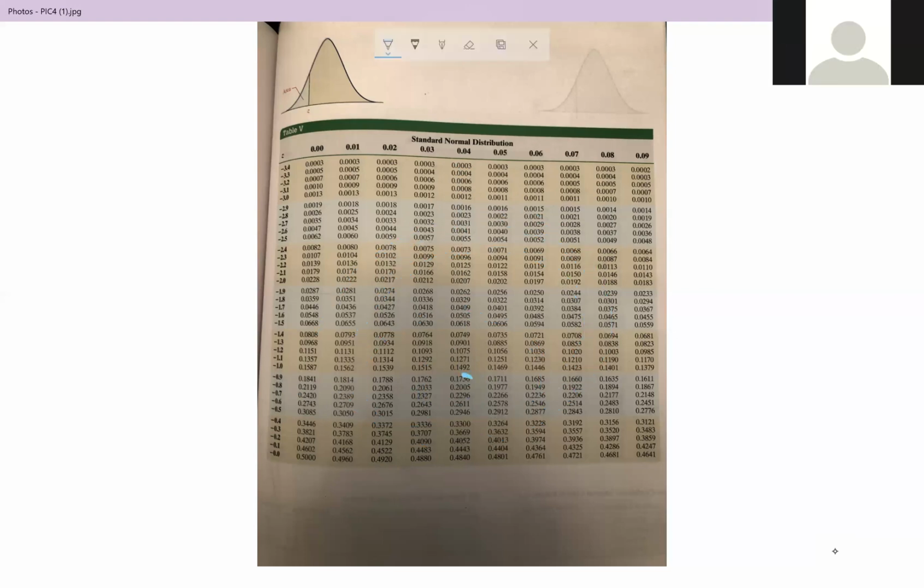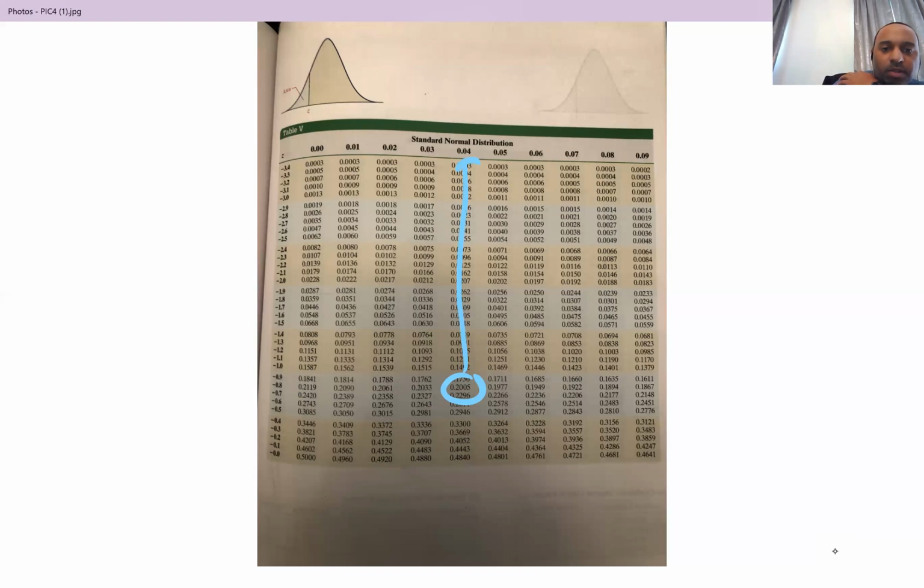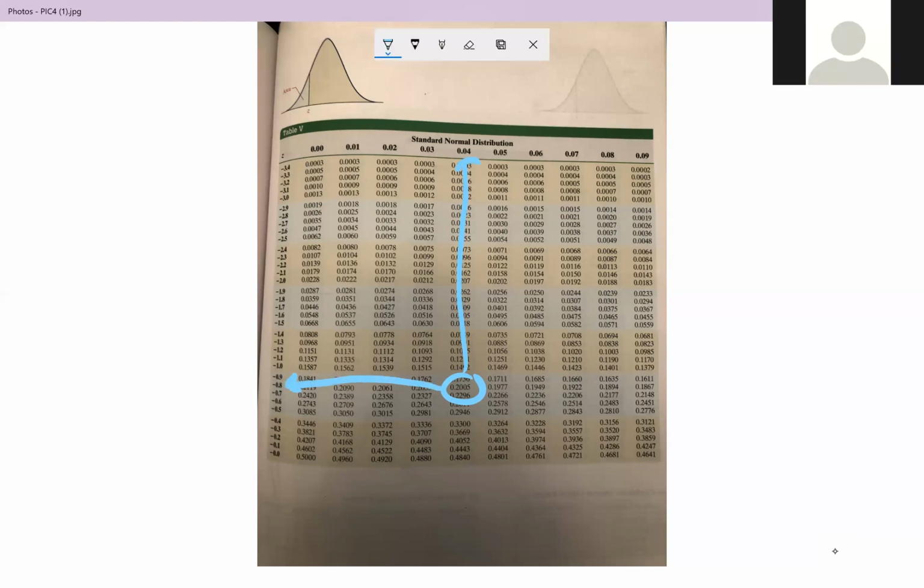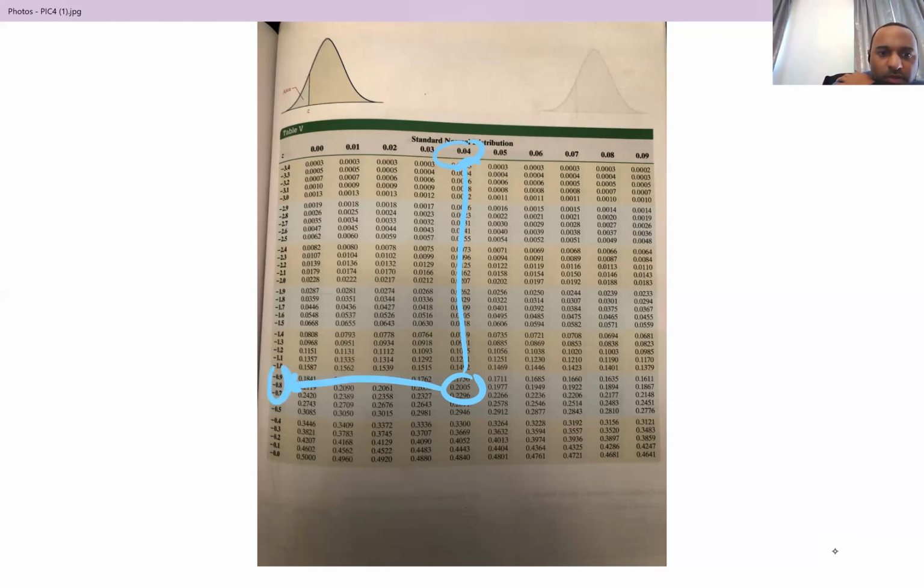Right. So this is the closest thing right here. We have 0.2005. So then you say what z-score corresponds to that. So you go up here and over here, and that's going to be negative 0.84. So you've got to use both pieces over here. Negative 8.4.